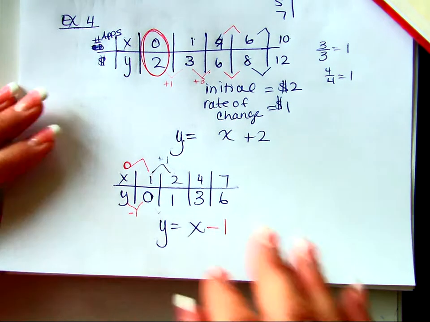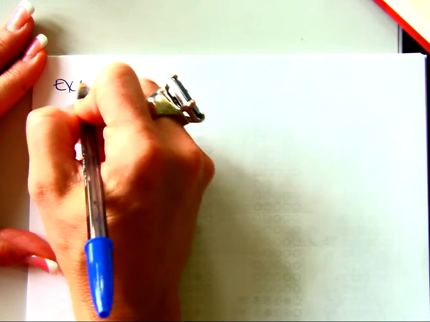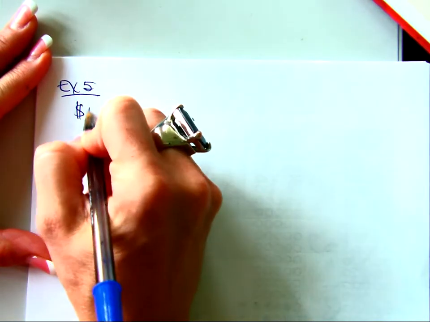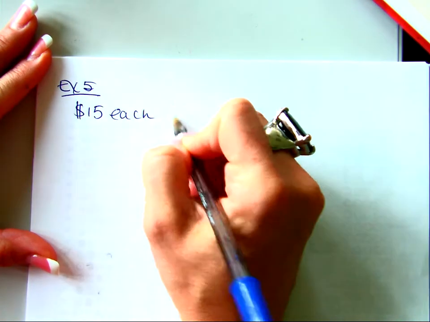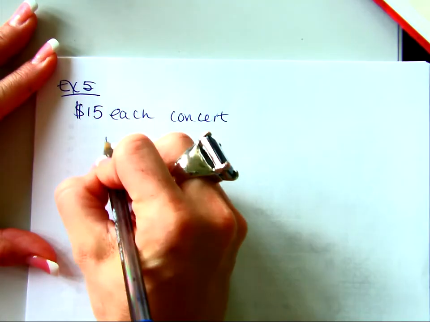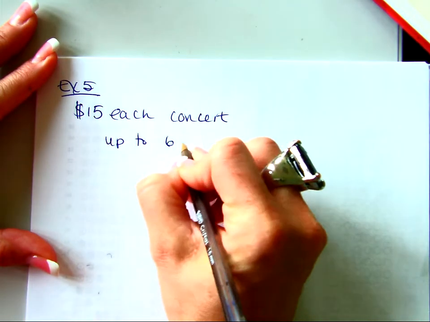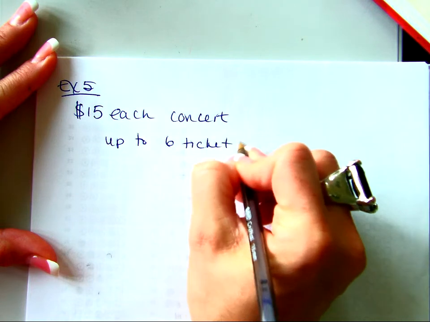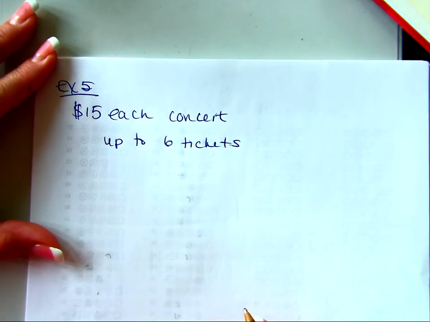We have one more example, and that's going to get us to example 5, which is the real world example. You're going to a concert, and you're going to buy some tickets. And tickets cost $15 each for a concert. Okay? You can buy up to 6 tickets. That's the restriction on this site. You can buy up to 6 tickets. Write the amount in dollars that you can spend as a function of the number of tickets.